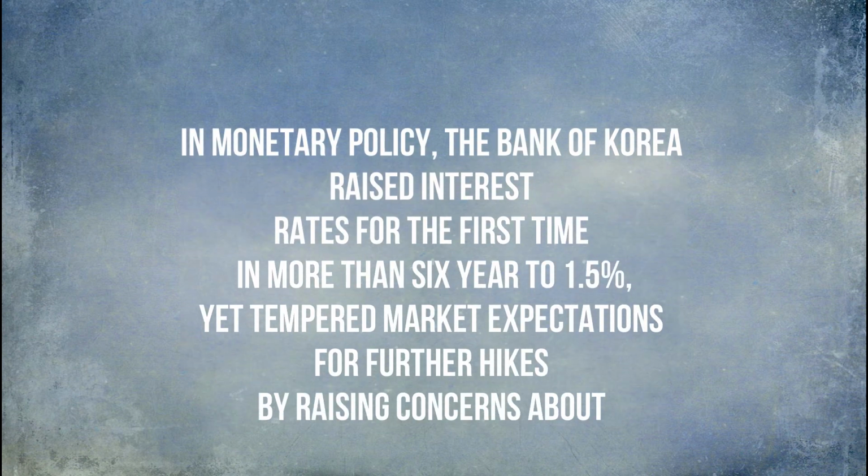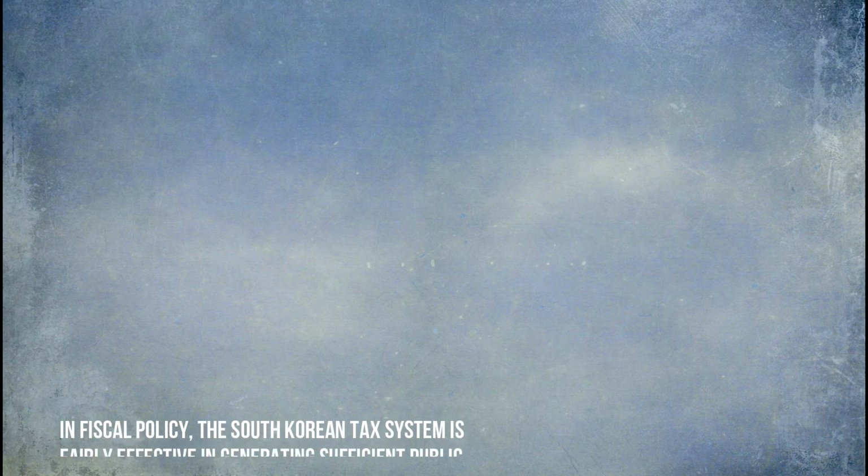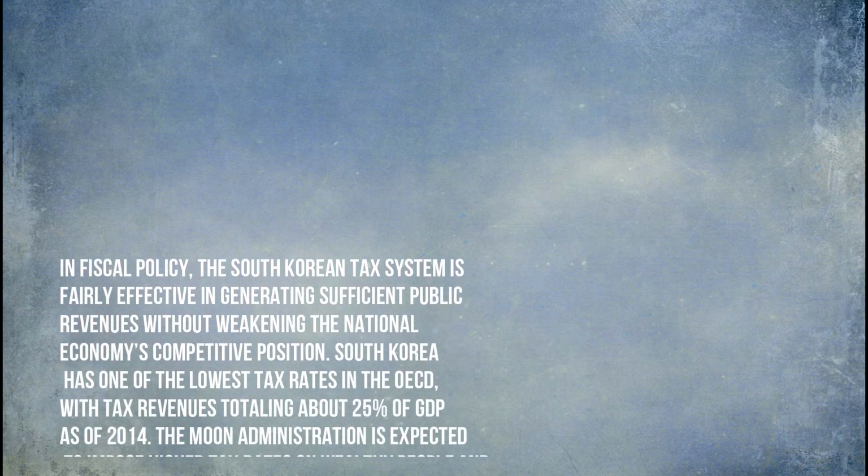Overcome inflation. In monetary policy, the Bank of Korea raised interest rates for the first time in more than 6 years to 1.5%, yet tempered market expectations for further hikes by raising concerns about the job market and other uncertainties. In fiscal policy, the South Korean tax system is fairly effective in generating sufficient public revenues without weakening the national economy's competitive position.